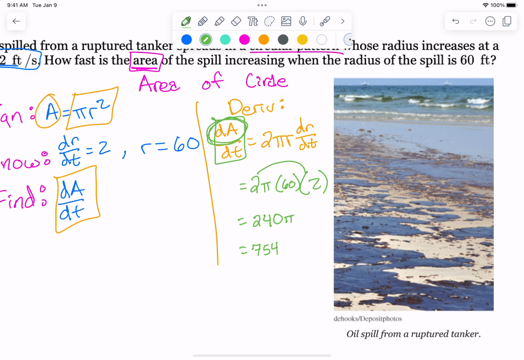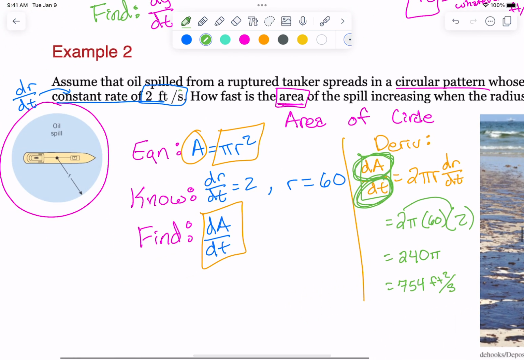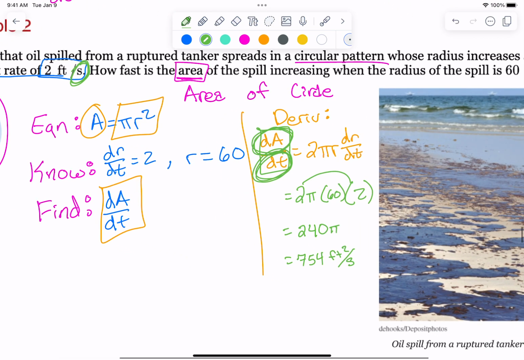dA, what are the units of area? Something squared. Feet squared. So feet squared per, what's the unit of time that we have in this case? Seconds. Did you pick up seconds somewhere? So it's feet squared per second. Better clean that up real fast: 754 feet squared per second.